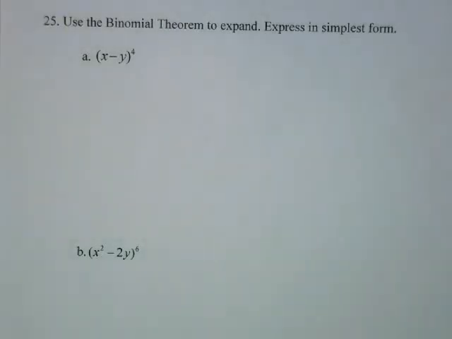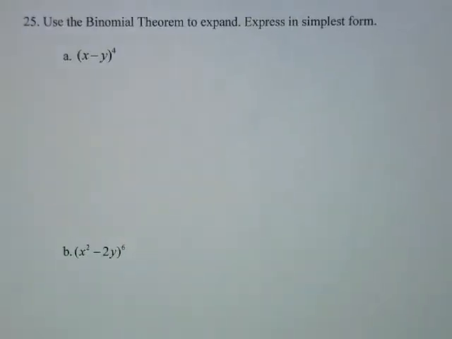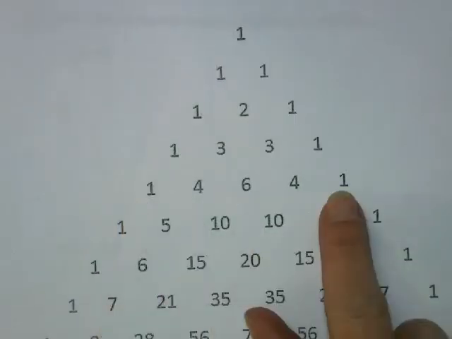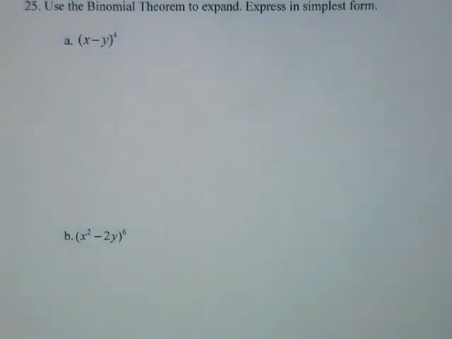Okay, now we have the binomial theorem. So we're going to use the binomial theorem to expand this first one, x minus y to the 4th. The first thing we need to do is look at our Pascal's triangle, specifically the 4th row, which is 1, 4, 6, 4, 1.